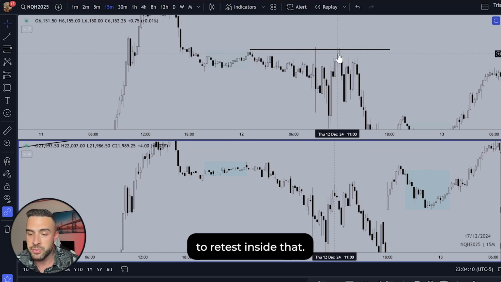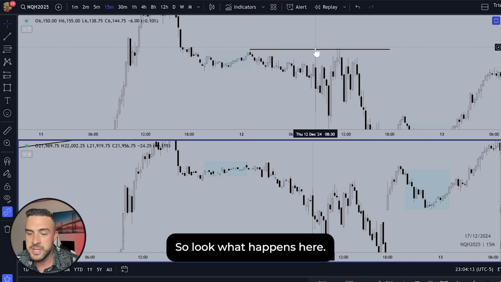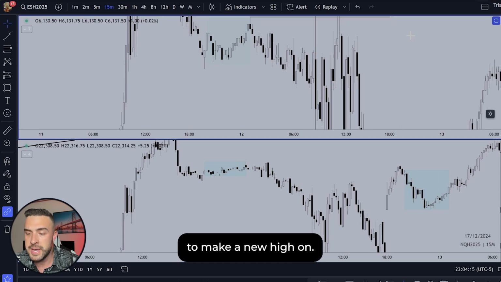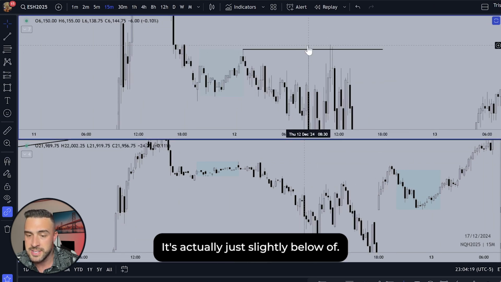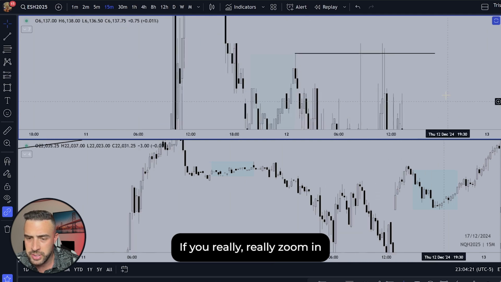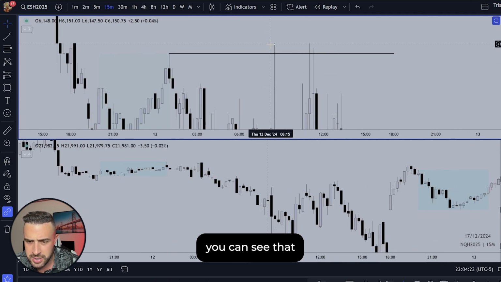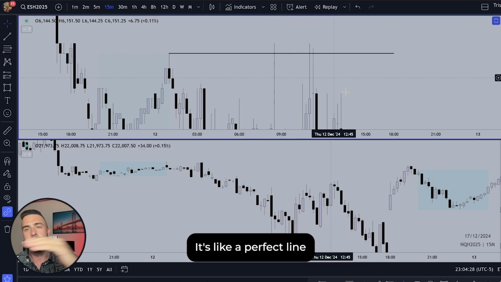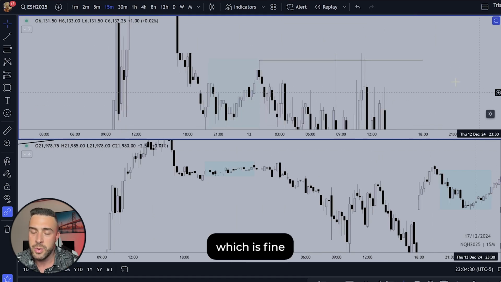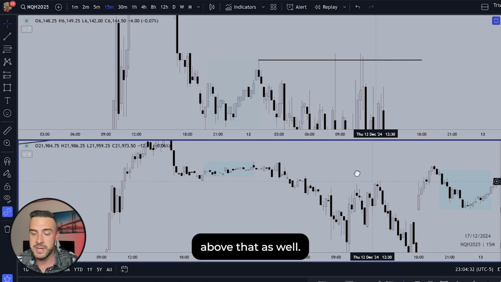Now, when we come up to retest inside that zone, look what happens here. We have a failure to make a new high on ES, right? See, these are just clean highs. It's actually just slightly below. If you really zoom in and look closely, you can see that it doesn't quite break above. It's just equal, like a perfect line with a ruler, which is fine. As long as it doesn't break above, then it's valid.